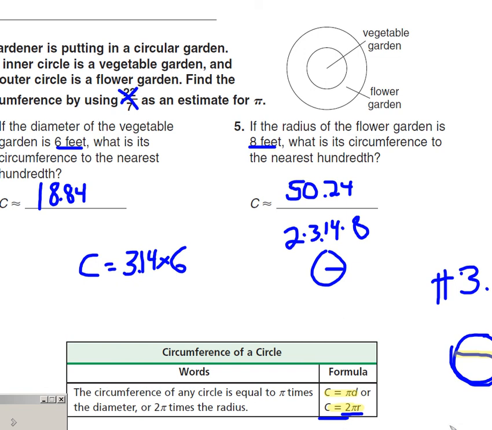Well, that's our homework help for tonight. We're going to be moving on to area of circles a little bit later. And the secret word is vegetable garden. That's our secret phrase.